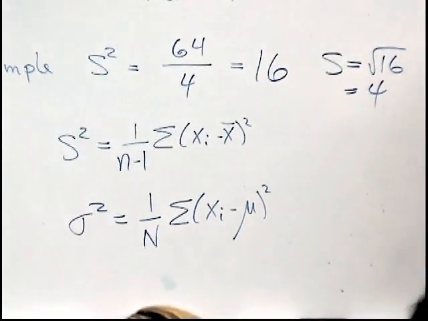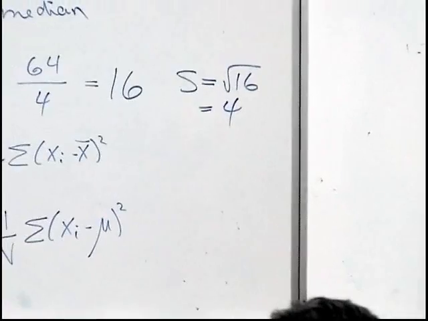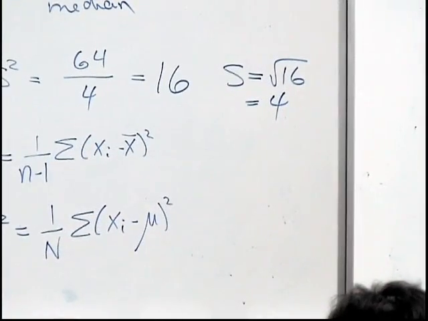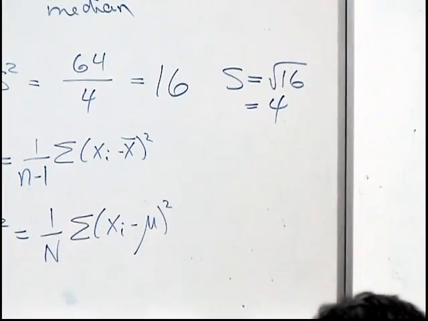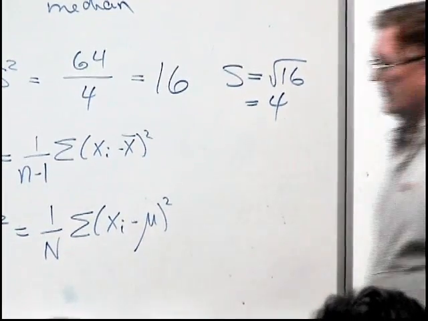So what's the standard deviation? 4. The standard deviation is the square root of the variance. This is how you find the standard deviation. You don't start by finding the standard deviation. You always find the variance first and then take the square root.